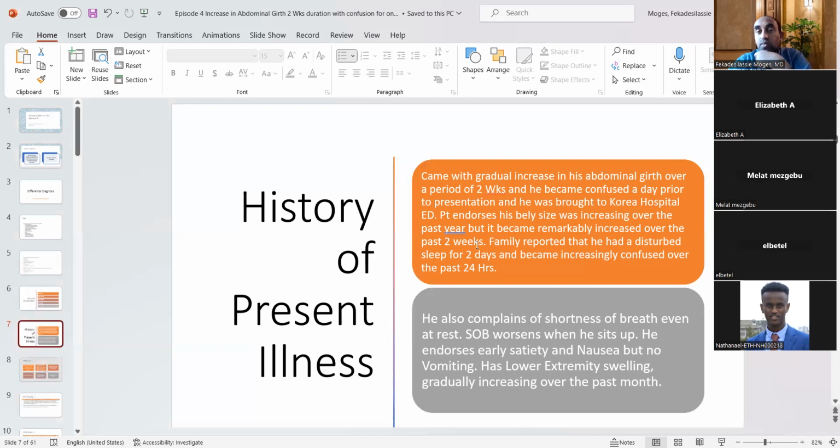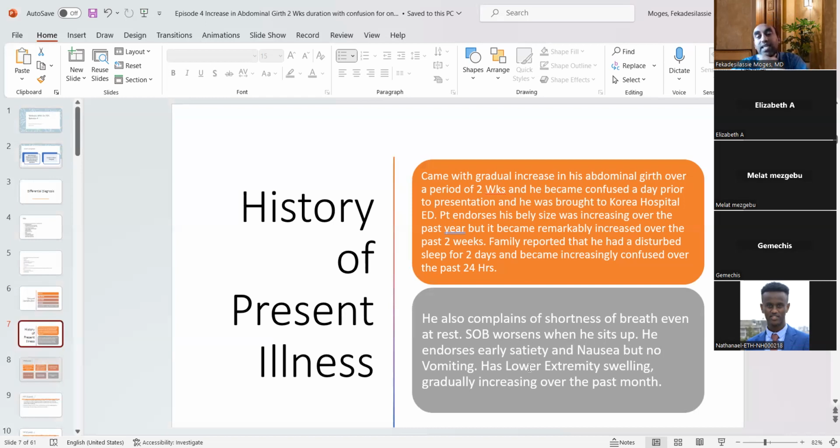So that tells you what is going on, because probably he had ascites, you never know, for about 8 months, 10 months, whatever. But over the past 2 weeks, remarkably increased. Family reported that he had disturbed sleep for 2 days and became increasingly confused. Over the past 24 hours, complaints of shortness of breath, even at rest. Shortness of breath worsens when he sits up.